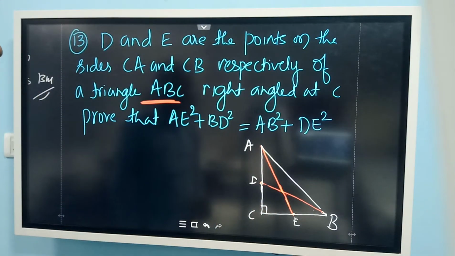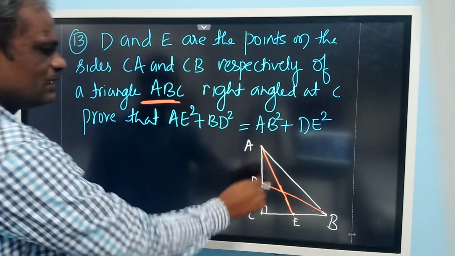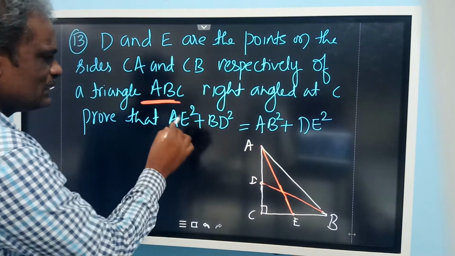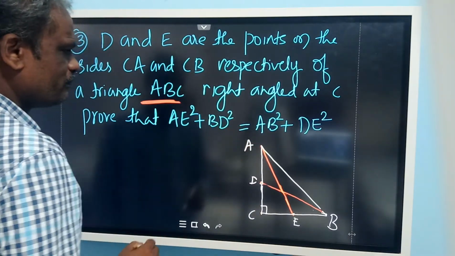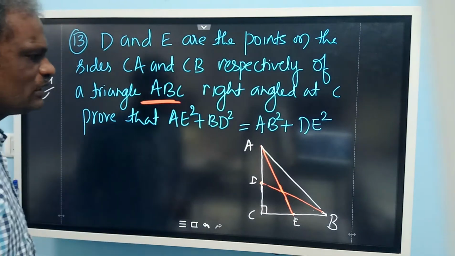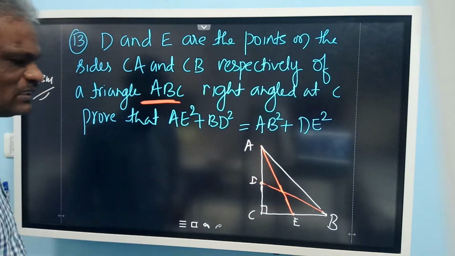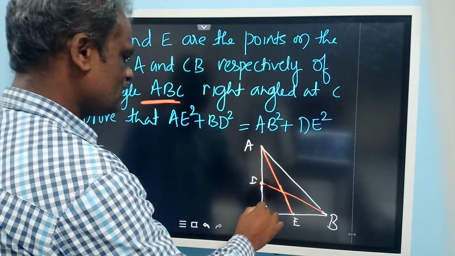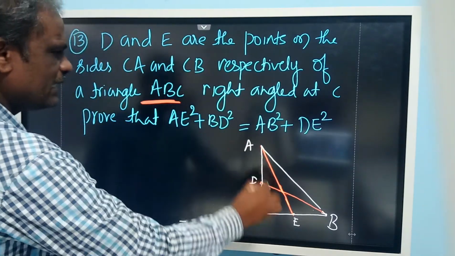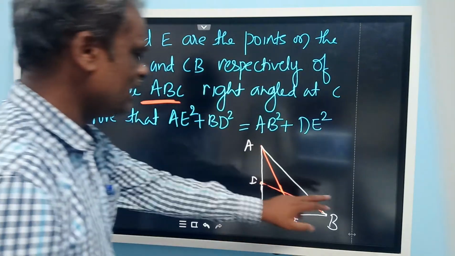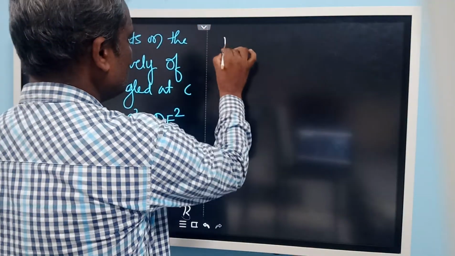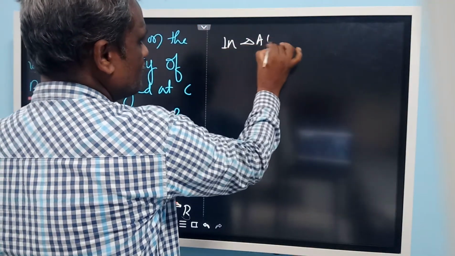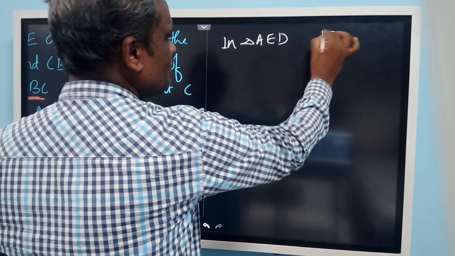Now look at this diagram. In this question, we have to prove that AE square plus BD square is equal to AB square plus DE square. This is a right angle triangle. In triangle AED, angle E is equal to 90 degrees.